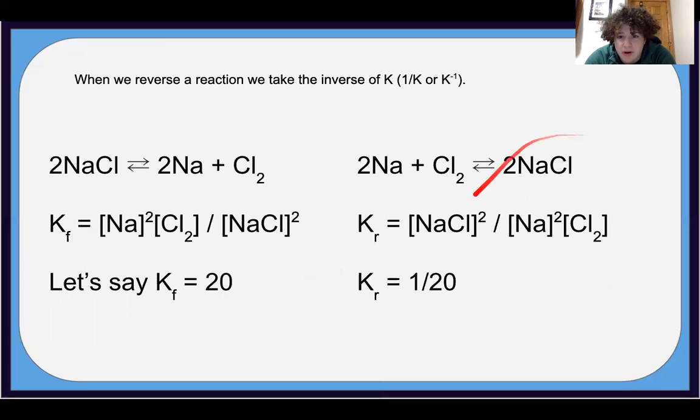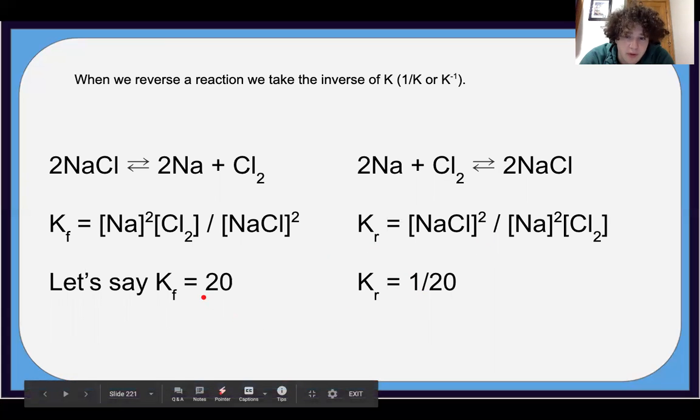Then let's look over here. We have the same equation, just reversed. So we have 2 Na plus diatomic chlorine to 2 NaCl. So the K for the reverse reaction would be the concentration of NaCl squared divided by the concentration of Na squared times the concentration of diatomic chlorine. So let's say the K for the reverse reaction would be 1 over 20 because the K for the forward is 20. So it's the inverse.